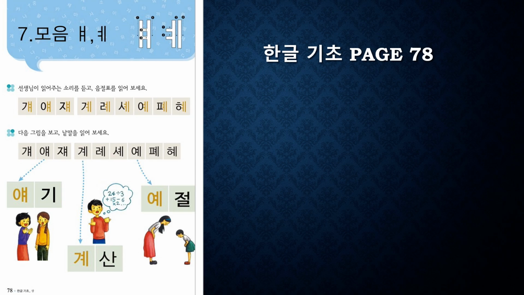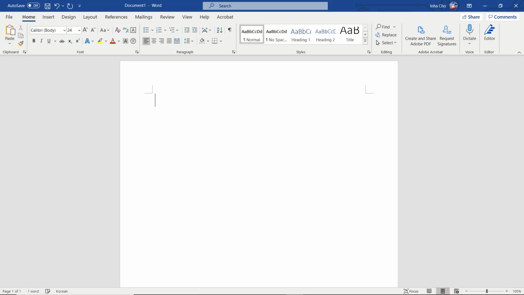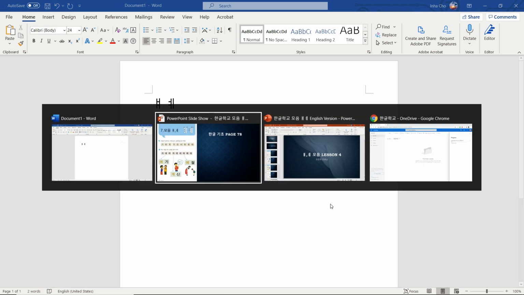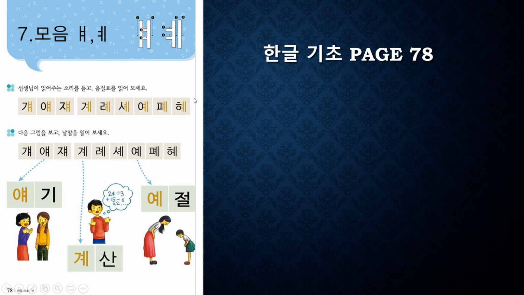So turn to page 78 in the orange 한글 기초 상 book. For spelling, it's like 예 and 얘. So, alrighty. Let's look straight at the first activity.